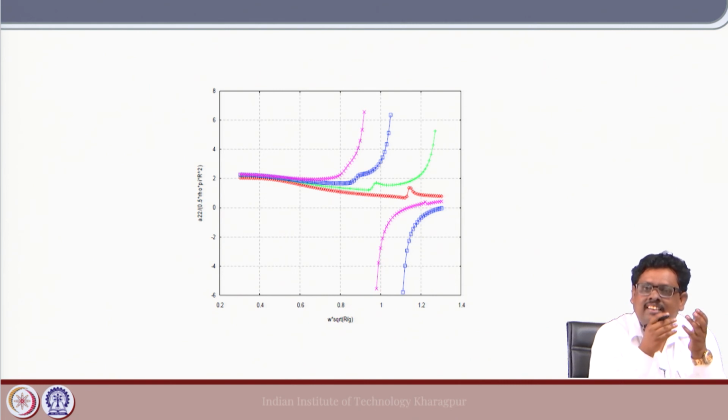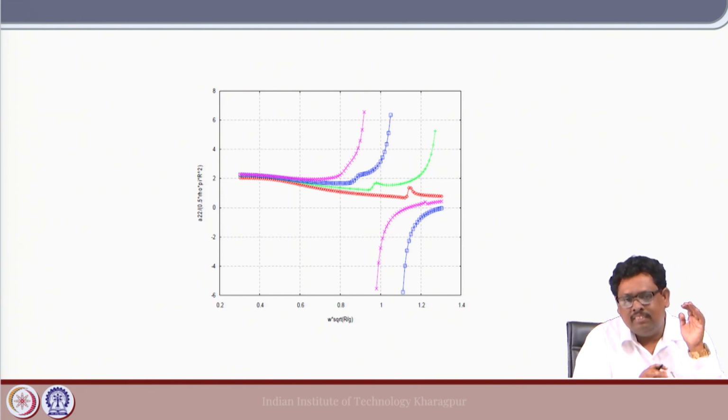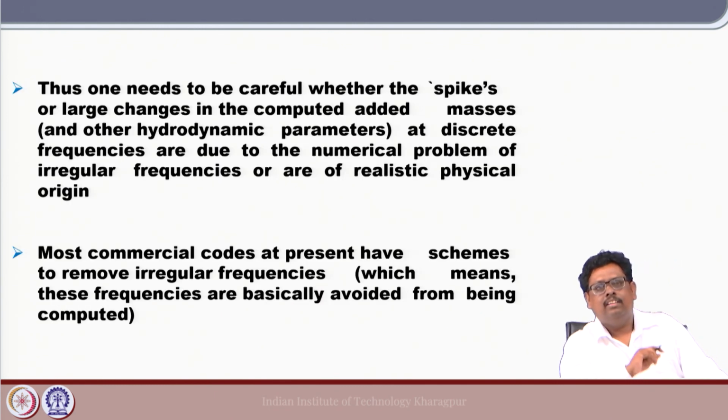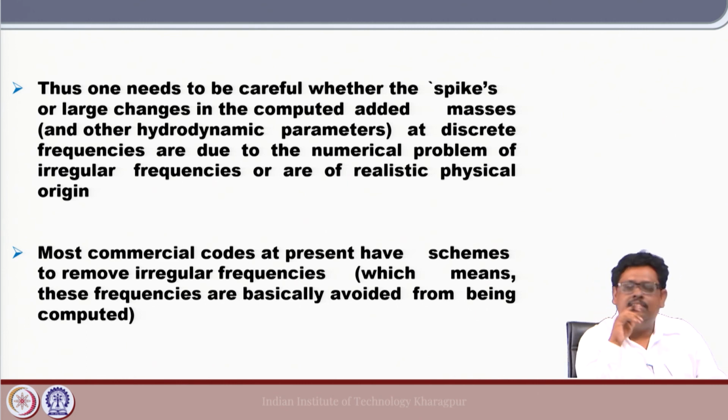Now, I said some physical phenomena are also possible that give you some spike. So, therefore, it is your experience, your knowledge, your way of thinking and your understanding of the physics that will decide whether it is actually a spike from irregular frequency, or it is a physical phenomenon. So, one needs to be careful whether the spike or the large change in the computed added mass is because of this irregular frequency, or because of a realistic physical origin.